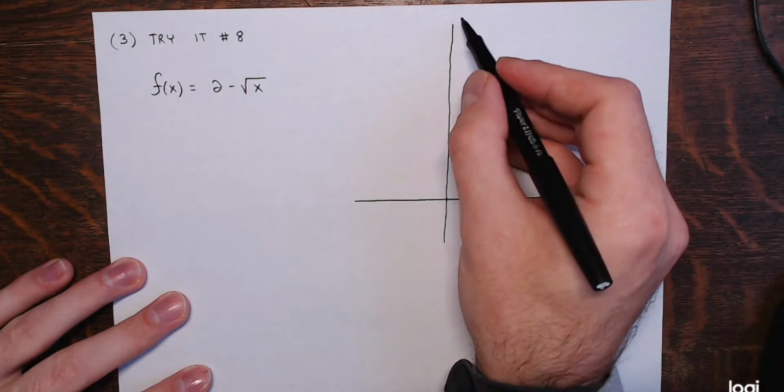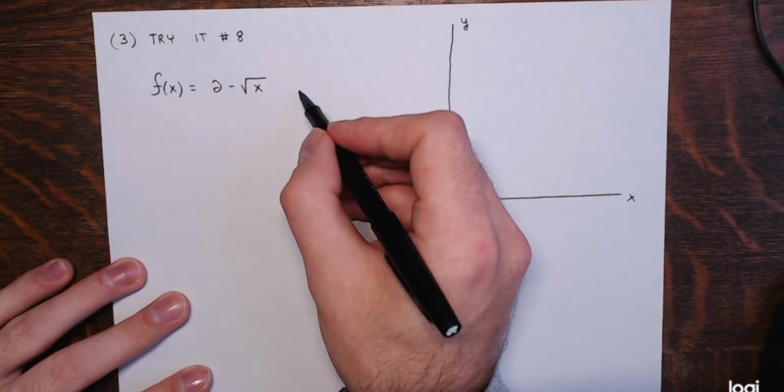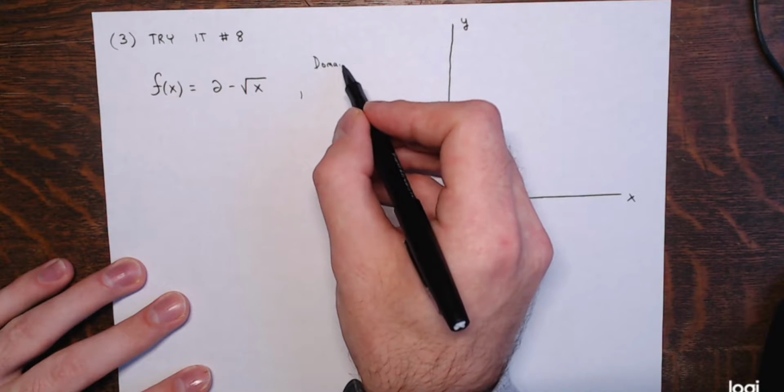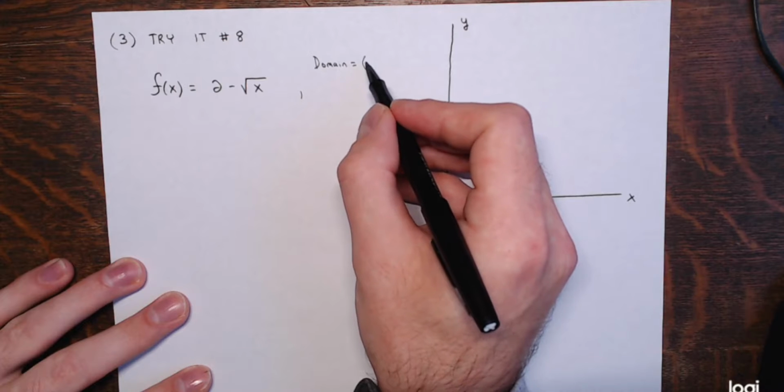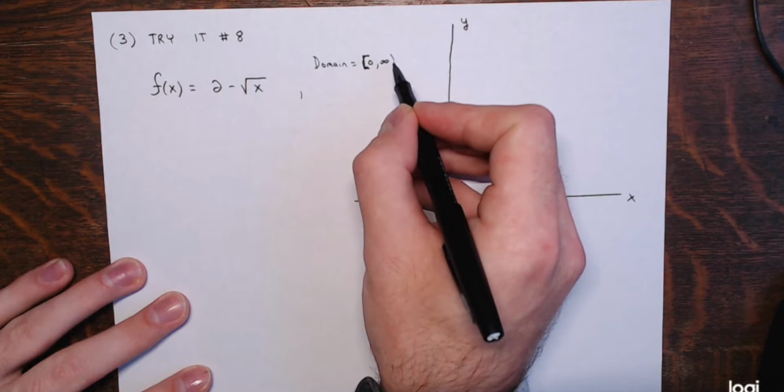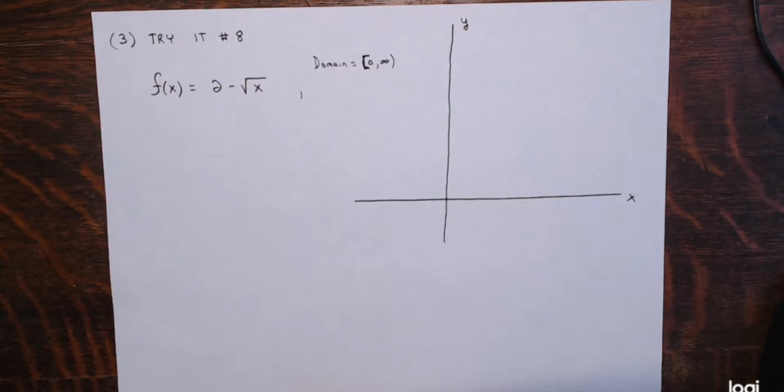But I'm going to graph this right now. The domain is just all the numbers greater than or equal to 0, because you've got this square root of x here. You can't plug in a value of x that's negative, because the square root of a negative number is imaginary, and you can't plot that on the real number coordinate axes.